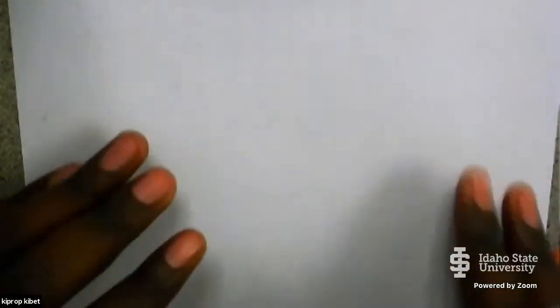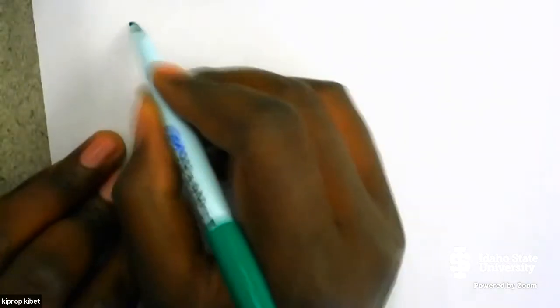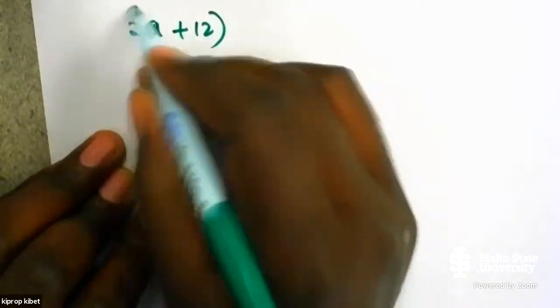I'm glad you showed us that it doesn't work. The next example is the same. So let me show you. I have an example here again: 2a plus 12 raised to 1 over 4 equals minus 2.